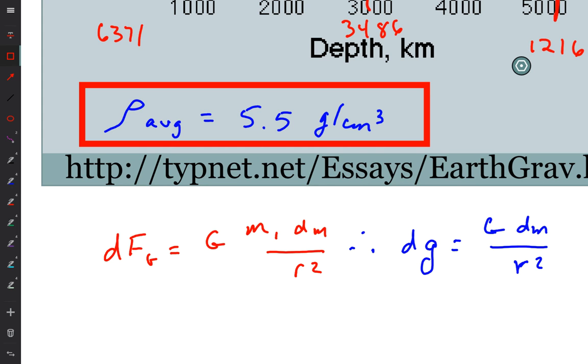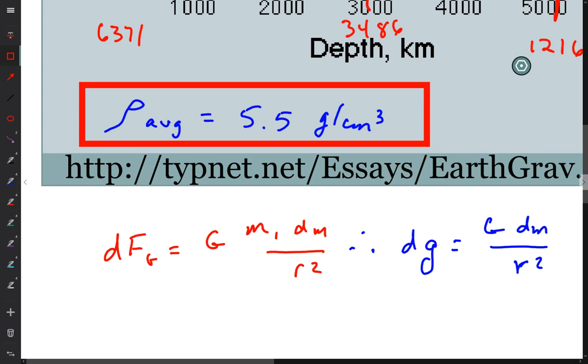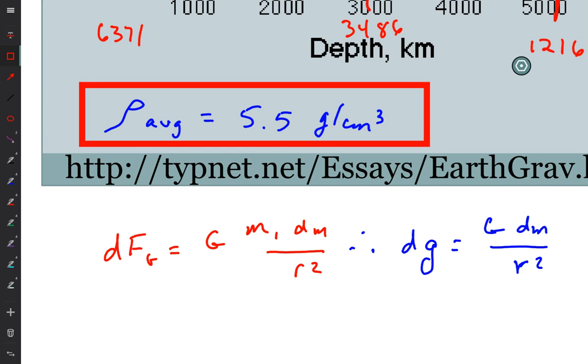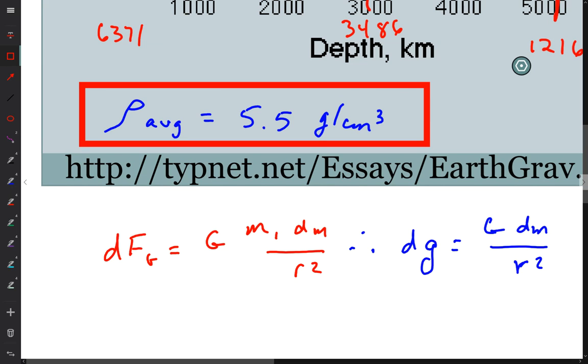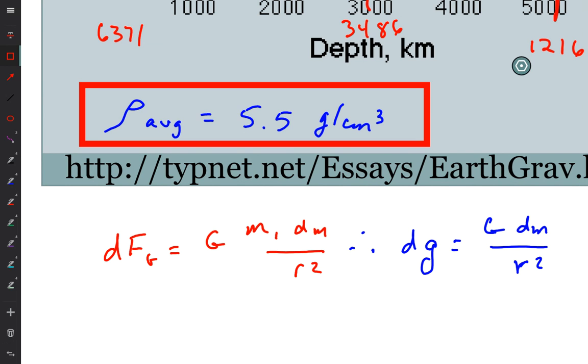Well, in calculus, how do we add up all those little pieces of mass? Integral, right. So we're going to have to integrate this up. Now, to make life a little easier, since the acceleration of gravity, g, is defined as the force of gravity divided by the mass of the object we're looking at, I can just divide out the m1. And so dg, the acceleration of gravity, is capital G dm over r squared. Now, dm is a little piece of mass.